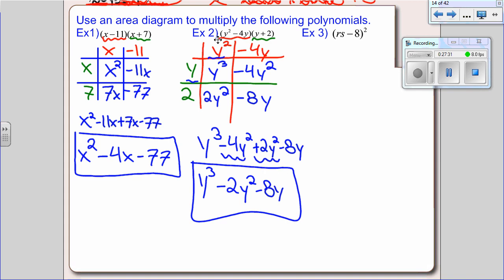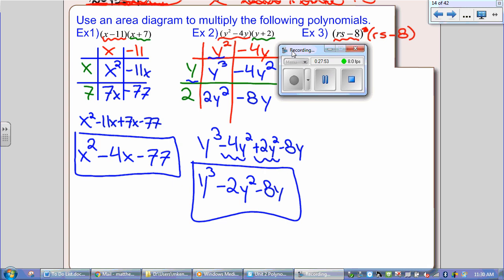Instead, what you have to do is this squared means that there's 2 of them. So I'm going to rewrite it as rs minus 8 times rs minus 8. And I'm going to get rid of that square. If it was cubed, I would write 3 of them, right?